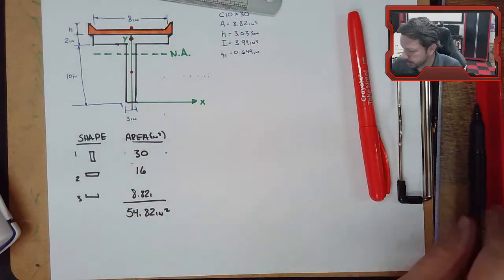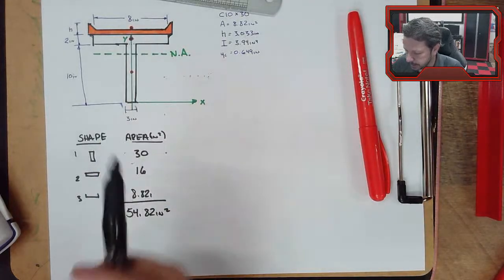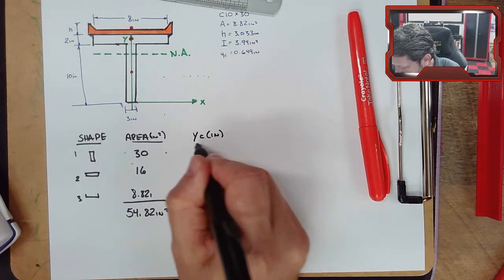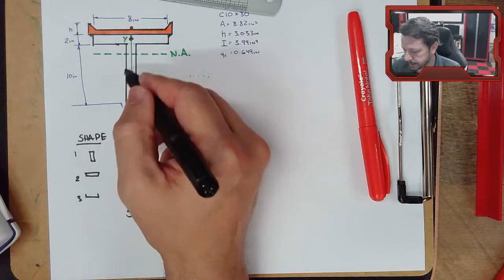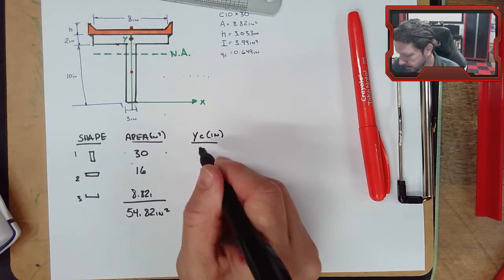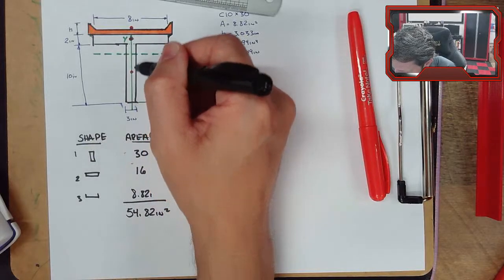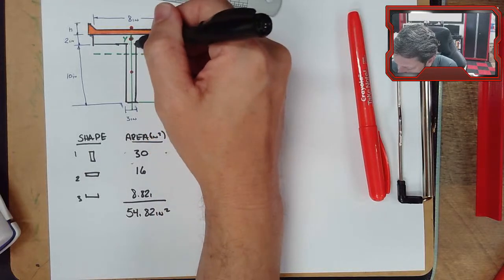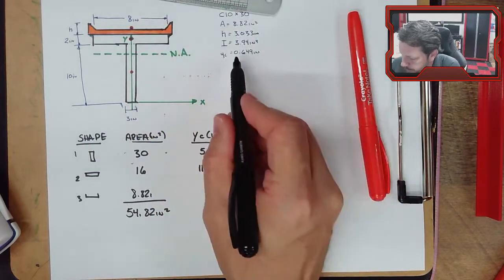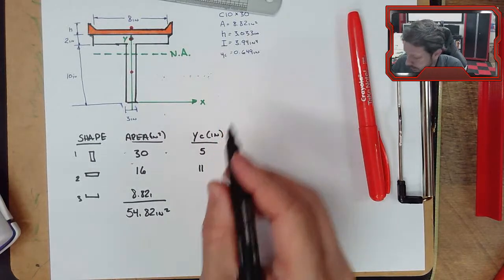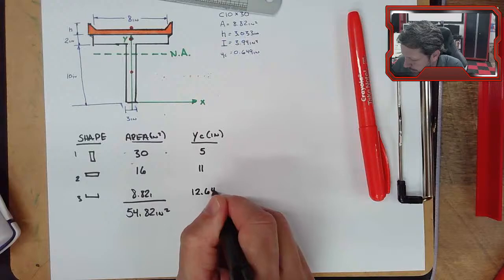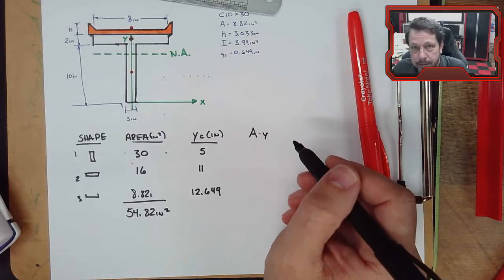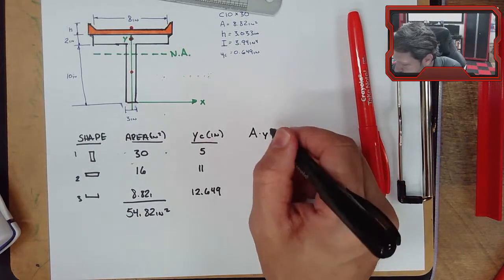All right, so we need to measure from our reference up to the distance to each one of these individual centroids. For part 1, the whole rectangle has a height of 10, so that's just 5. For part 2, we go from here 10 plus 1, so 11. And here we go 10 plus 2, 12, plus this distance which we got from our chart, 0.649. So this is 12.649. Then we multiply A times y to get the first moment of area, the numerator for our centroid equation.